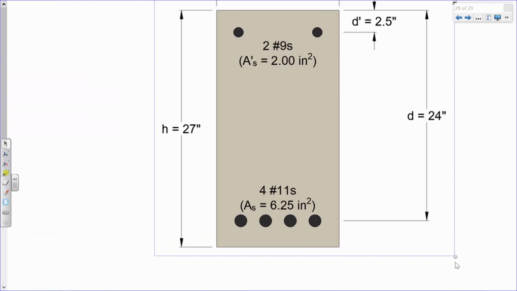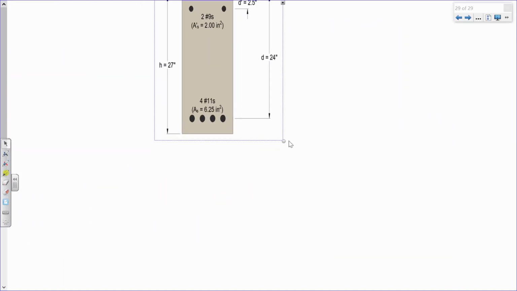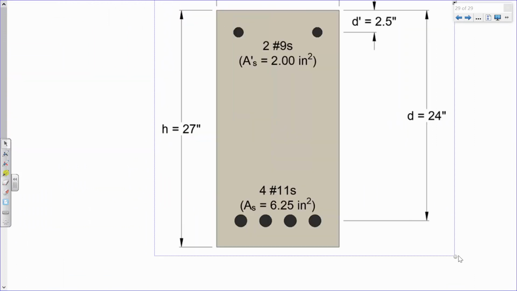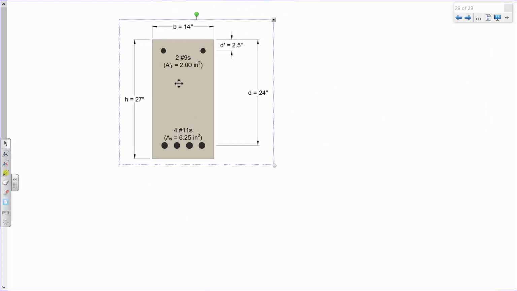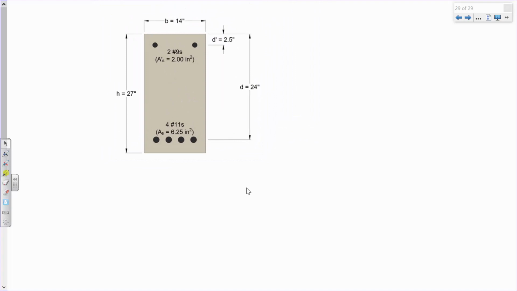I like this topic because it truly is a test of just about everything that we've done so far. So, to start off, we know that fc prime is 3 KSI for this problem. So that tells us that beta 1 is what?